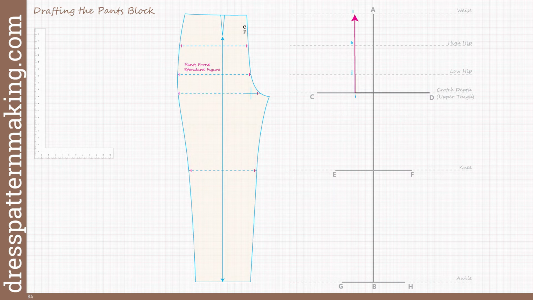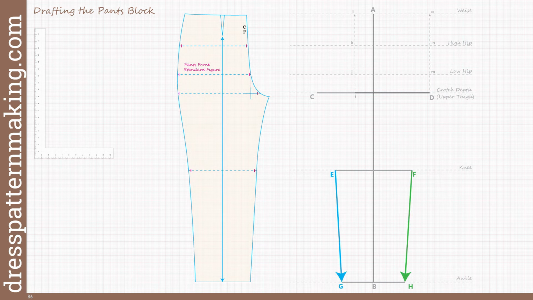Draw a vertical line up from point I at right angles to the C to D line. Mark point J where the line crosses the low hip line, mark point K where it crosses the high hip line, and mark point L where it touches the waist. Now draw a vertical line up from point D. Mark point M where it crosses the low hip line, mark point N where it crosses the high hip line, and mark point O where it touches the waist.